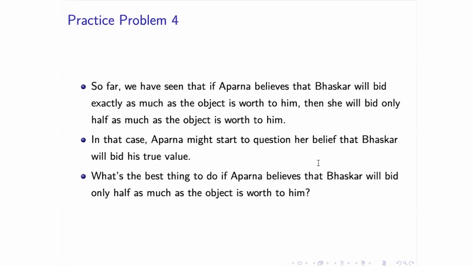So Aparna could also think that perhaps Bhaskar is not going to bid exactly as much as the object is worth to him, but perhaps he's going to apply exactly the strategy she's applying, which is to bid half as much as the object is worth to him. So now we are going to do a sequence of steps where we figure out what's the best thing for Aparna to do if she believes that Bhaskar will bid only half as much as what the object is worth to him. Okay, so this is the exercise we want to do.